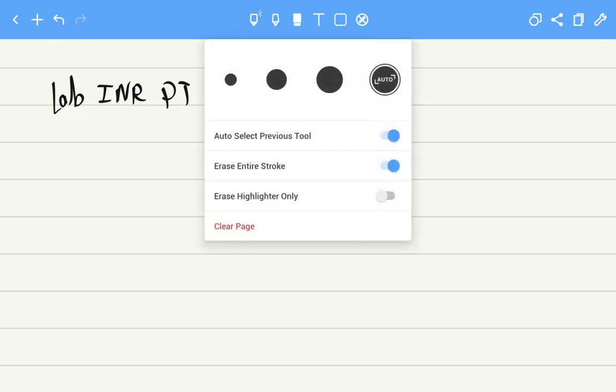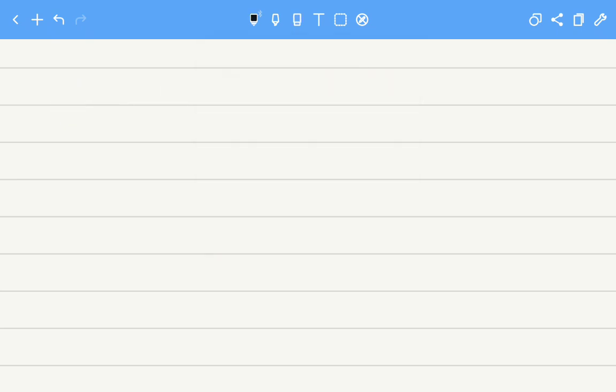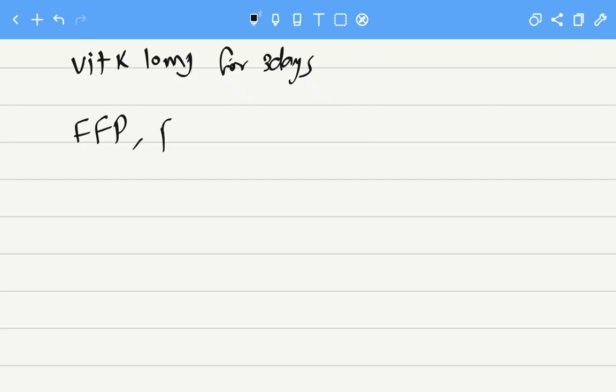So how can I correct the clotting abnormality? By vitamin K, 10 milligrams for 3 days. And if there is much bleeding and I need rapid correction, I will give fresh frozen plasma and the prothrombin complex concentrate.